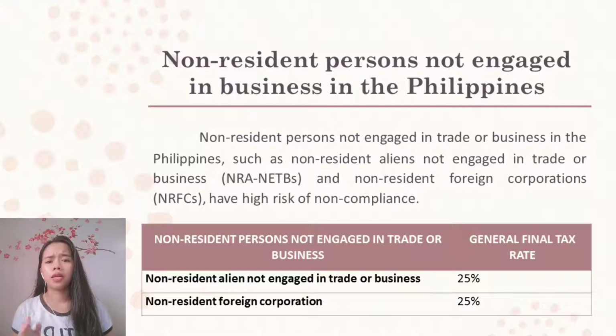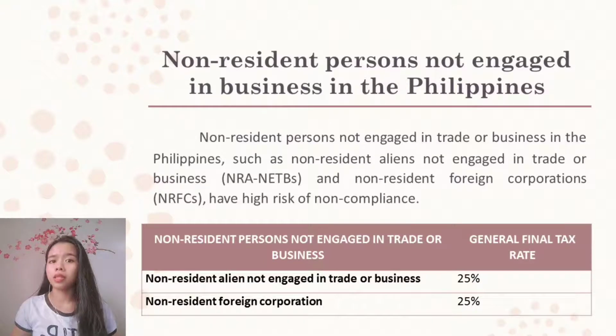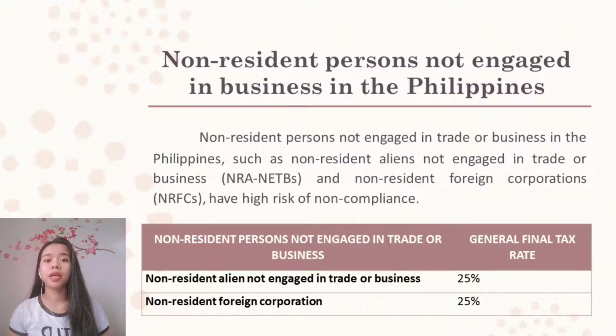And they are either engaged in business or not. And if they are engaged in business, definitely there's an income. So, that income is subjected to final tax because they have a high risk of non-compliance because they are always leaving.